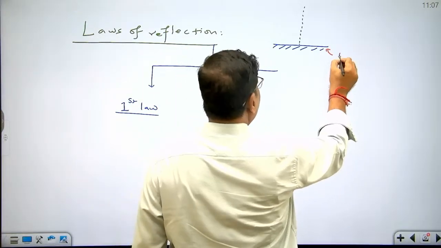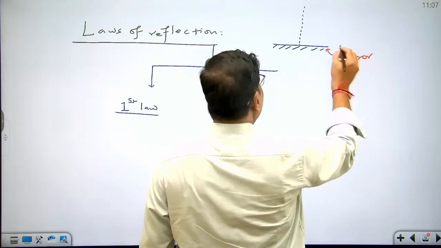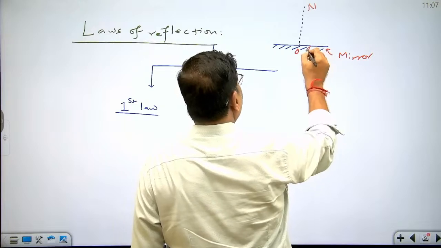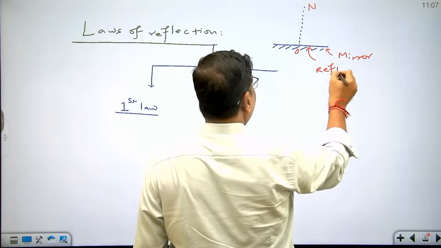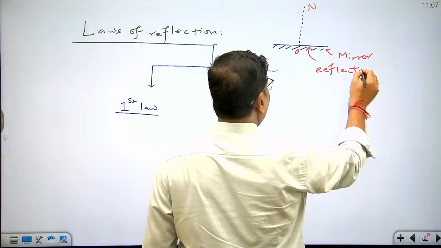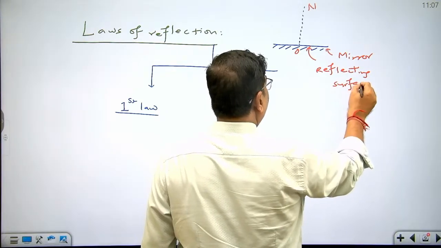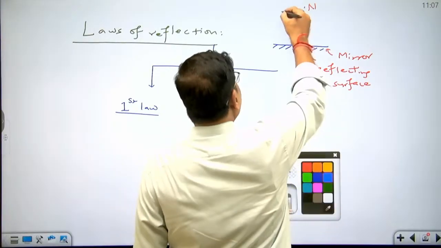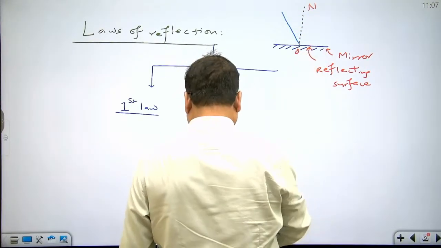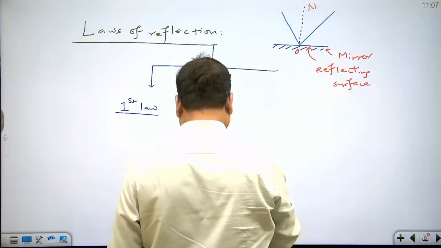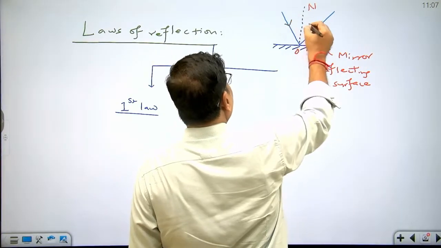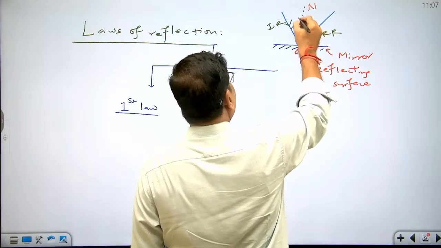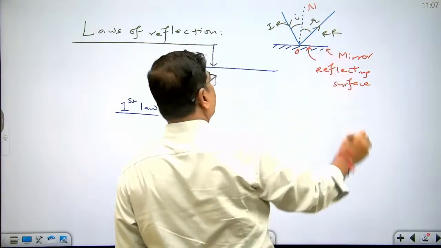This is the mirror. This is the normal. And this is the reflecting surface. This is the incident ray, and this is the reflected ray. This is the angle of incidence. This is the angle of reflection.